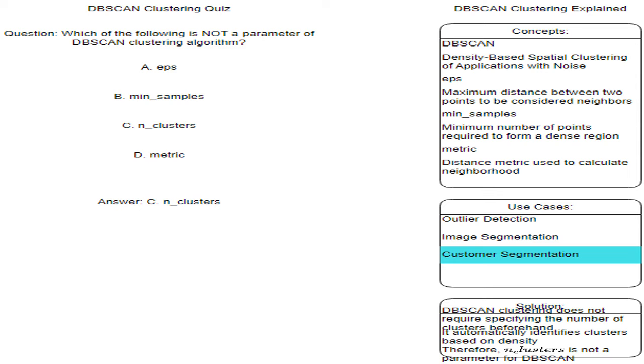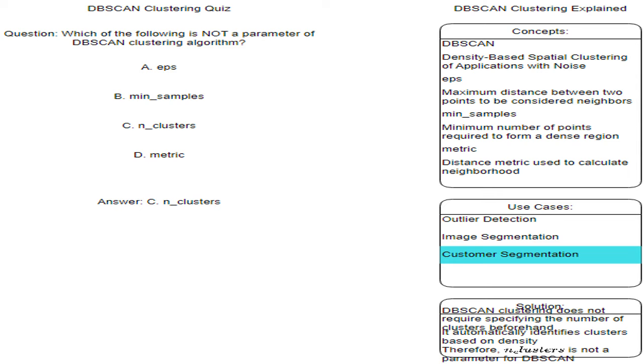Core point. A point is considered a core point if it has at least min samples, 3 in this case, neighbors within a radius of eps, 2 in this case. So, (2, 3) is a core point because it has neighbors (1, 2) and (3, 4) within a radius of 2. (1, 2) is not a core point because it has only one neighbor, (2, 3), within a radius of 2.